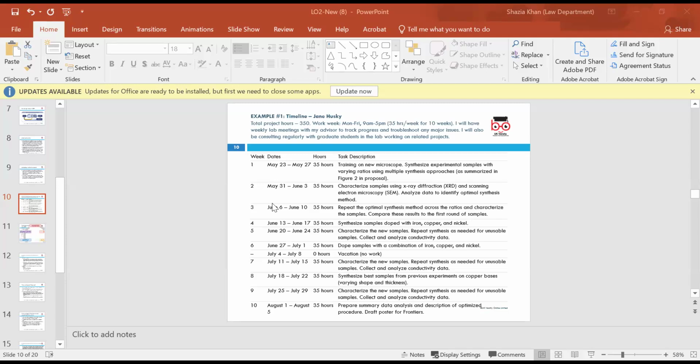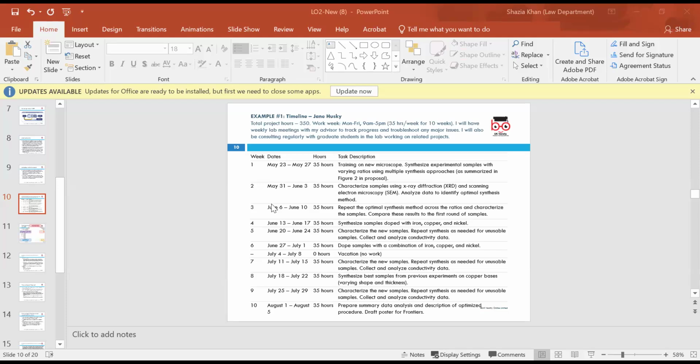Then in the third week, she's repeated the optimal synthesis. In the fourth week, she's synthesized samples. In the fifth week, she's categorized the new samples. In the sixth week, she's doped samples with a combination of iron, copper, and nickel. And then she's been on vacation. And in the seventh week, she's categorized the new samples.